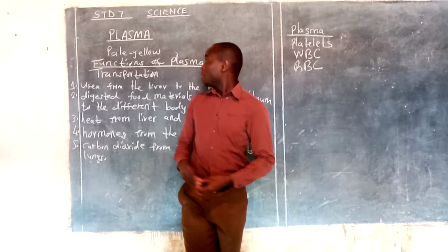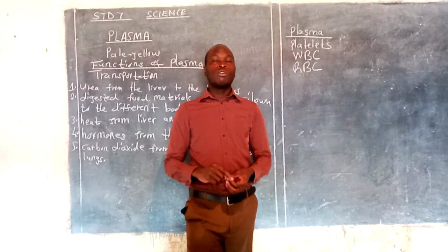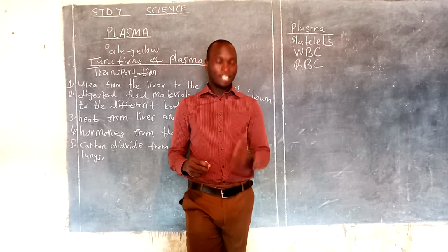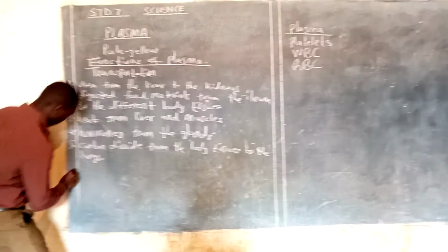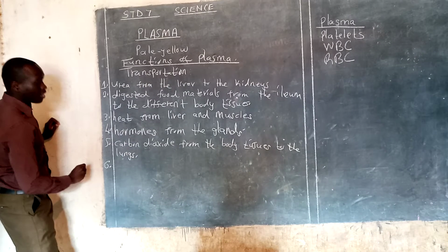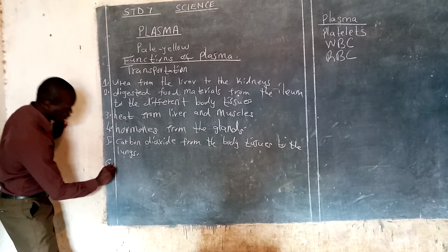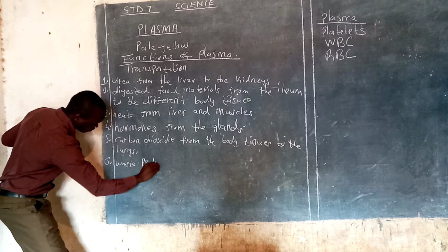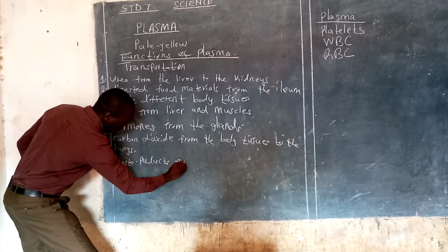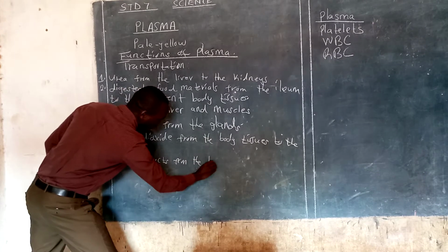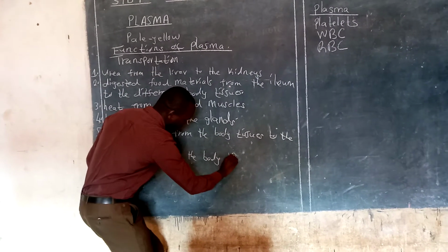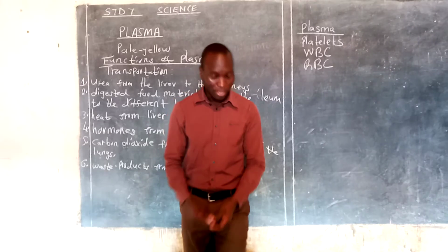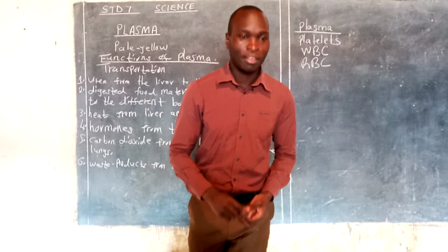So plasma is used in transportation of waste products from the body tissues to different excretory organs. Number 6 is that plasma transports waste products from the body tissues to various excretory organs. We have 3 excretory organs. We shall look at them later on.